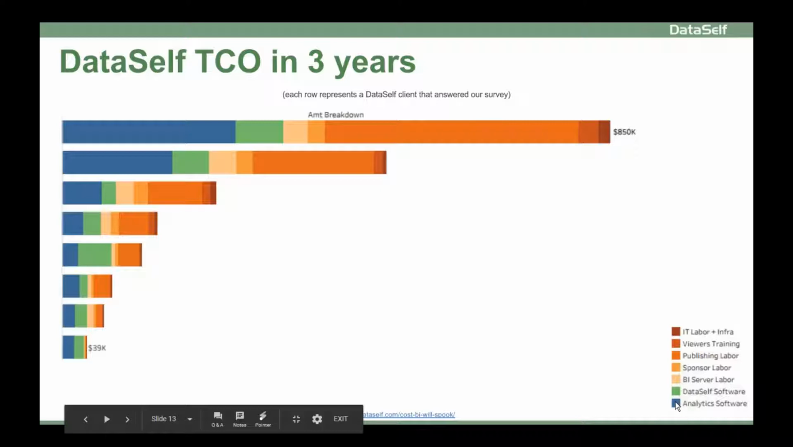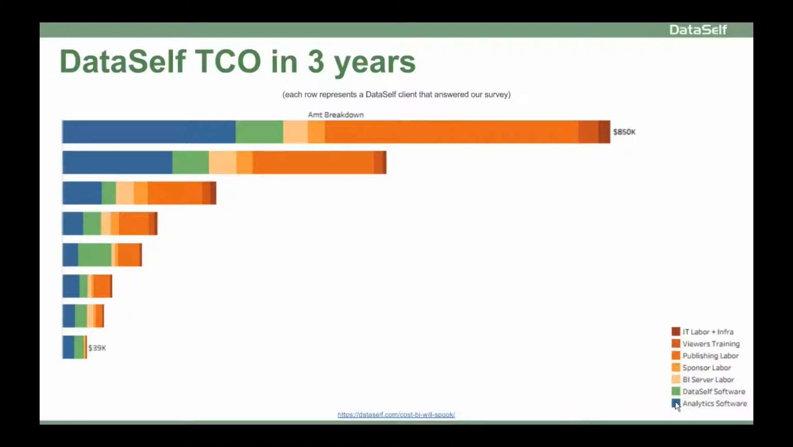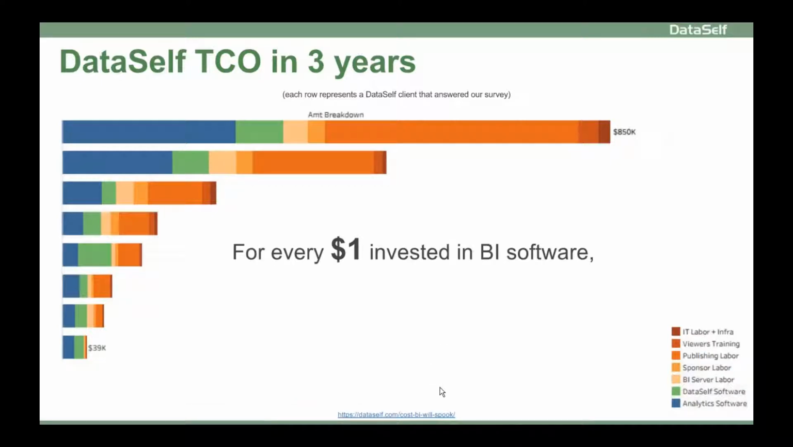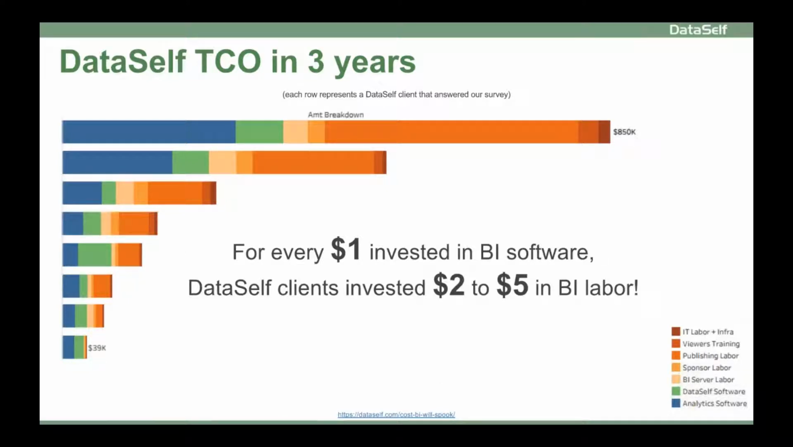The blue line is how much the client invested into the analytics software. In our case, that was mostly in Tableau, some other tools as well, but mostly in Tableau. The green is how much they paid for our software. And the orange is different labors: backend, data plumbing, sponsor involvement, publishing, training, and IT infrastructure. Now, what we have found in our client base is that for every dollar they invested into the BI software, our clients invest from $2 to $5 in labor.